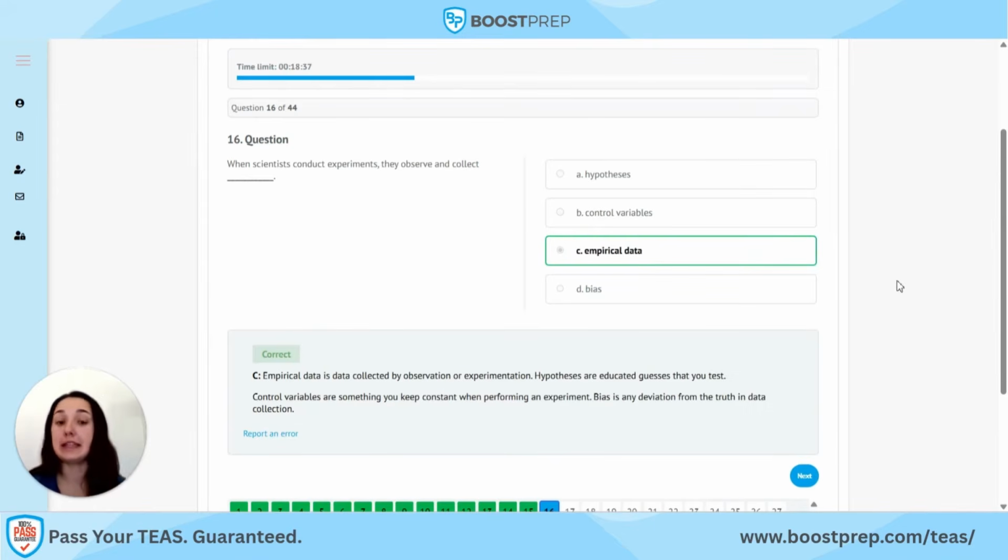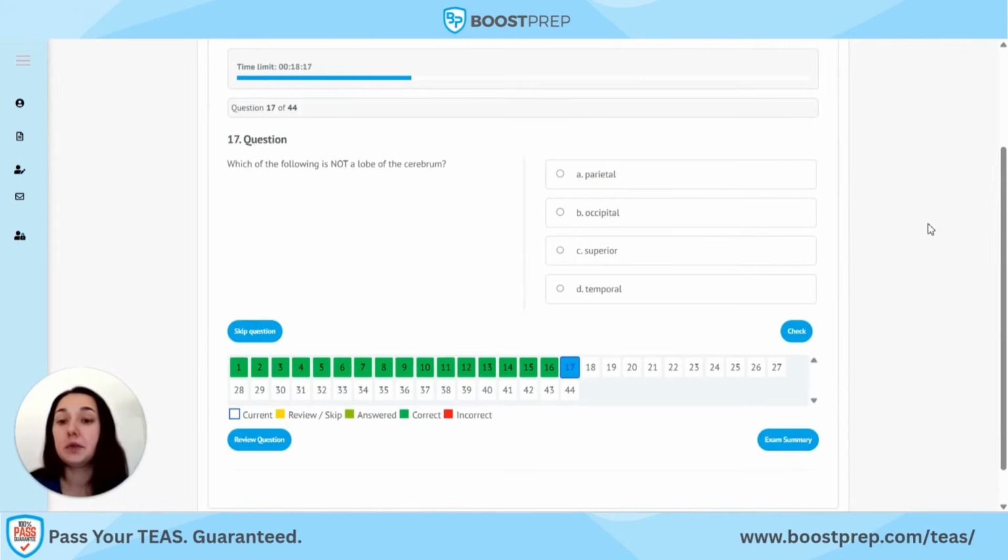The correct answer is C. Empirical data. It's collected by observation or experimentation, while hypotheses are educated guesses that you then test, and control variables are something you keep constant when you're performing an experiment. Bias is any deviation from the truth in data collection.